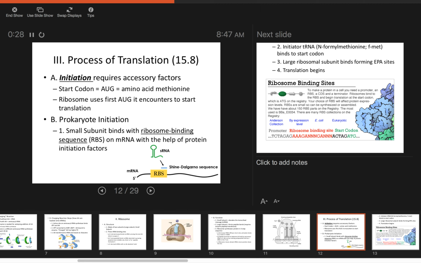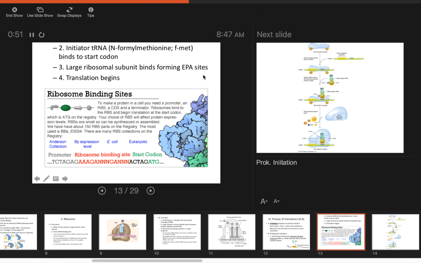Now, in prokaryotic initiation, not only does it recognize AUG, but it has to have something called an RBS, ribosome binding sequence, in order for the ribosome to actually latch onto it. So, just so you know, in prokaryotic initiation, you need RBS. RBS is just the ribosome binding site. Here is my RBS. So here's the sequence that the ribosome recognizes. In prokaryotes, it latches on, and then it will read the start codon and then start translation.